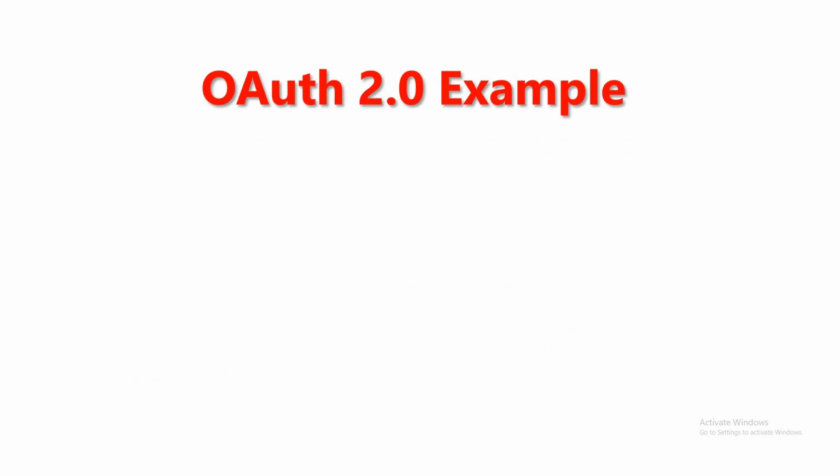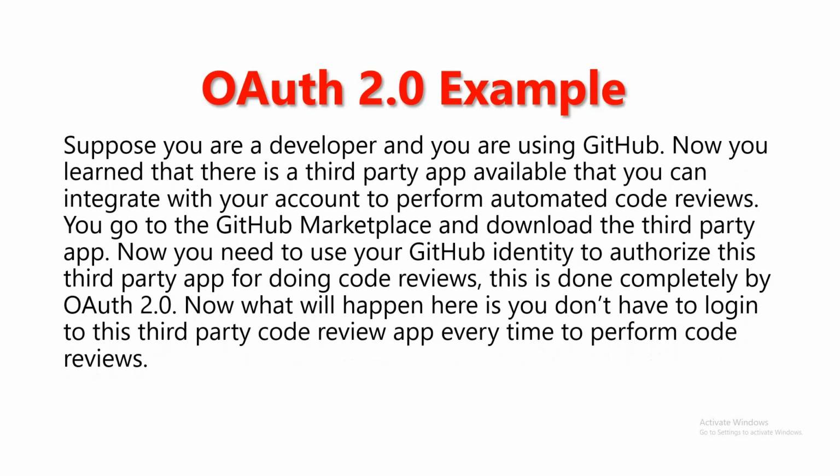OAuth 2.0 example. You can give this example in the interview. Suppose you are an app developer and you are using GitHub. You come to know that there is a third party app available that you can integrate with your account to perform automated code reviews. So you go to GitHub Marketplace and download the third party app. Now you need to use your GitHub identity to authorize this third party app for doing code reviews.